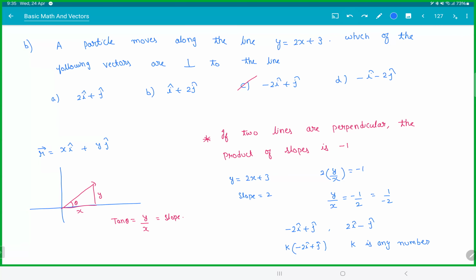If this were a multiple choice question with more than one correct choice, I would have given both. You could have taken anything, like times 2, times 5, times 1000, it also works, because all parallel vectors will work out. Clear with this? So we have to use that concept that if two lines are perpendicular, then the product of slopes is minus one. Clear. Next one.